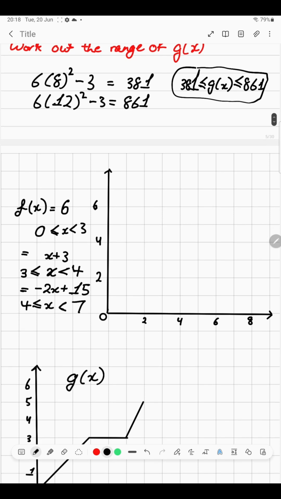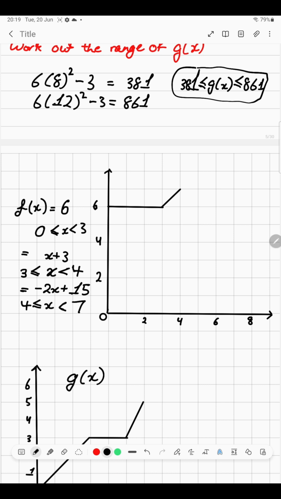You could also be given a question like this where you have to sketch a graph. You'd be told what f of x is for different intervals and asked to sketch the graph. So here, told that f of x is equal to 6 from 0 to 3. So that would be from here to here. And then we're told that it's x plus 3, which means that for every 1 we go up, it goes 1 across. And it goes until 4, so that's only one box really. Like that. And then it's minus 2x plus 15.